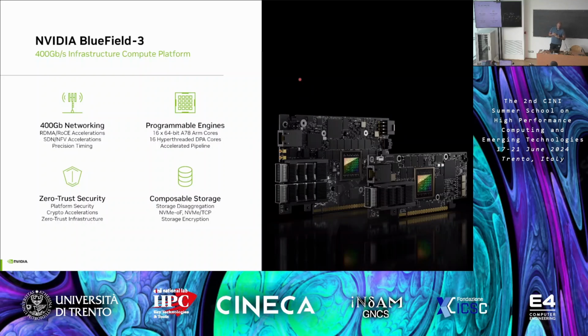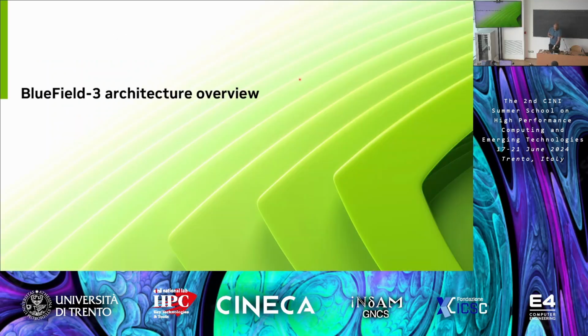Zero trust security, so it offers crypto accelerators that are hardware engines that you can use on the device directly to do crypto, and storage solutions like NVMe over Fabric. If we compare this to the previous generation, BlueField-2, it is double the bandwidth, 4 times the compute power, and other improvements in terms of zero trust security and storage.